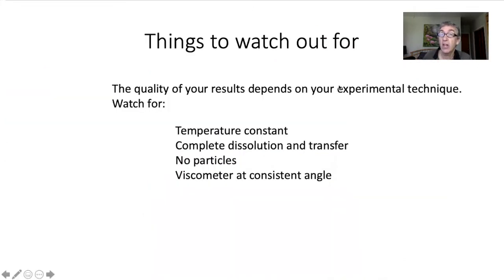A few things to watch out for as you perform the experiment. As always, the quality of your results depends on your experimental techniques. So do be careful that the temperature is constant, that when you create the solutions, your dissolution is complete and your transfers are complete from glassware to glassware. You'll need to be sure that there are no undissolved particles of polymer, because if there are, they can become lodged in the viscometer in that small bore. And if that happens, then your timings will be inconsistent.